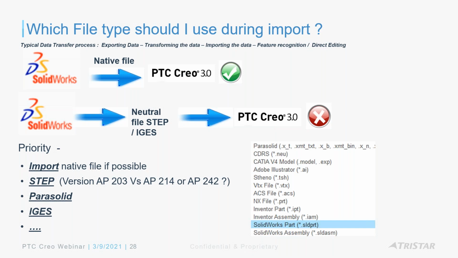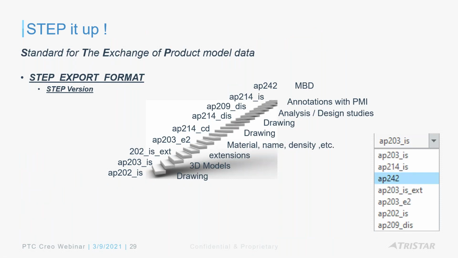If it's STEP, could we leverage the newer versions of STEP, like AP242, that comes with the MBD and the product manufacturing information, the annotations? Those are the things we have to think about. But we should always see if there's a native file. Let's try that first.